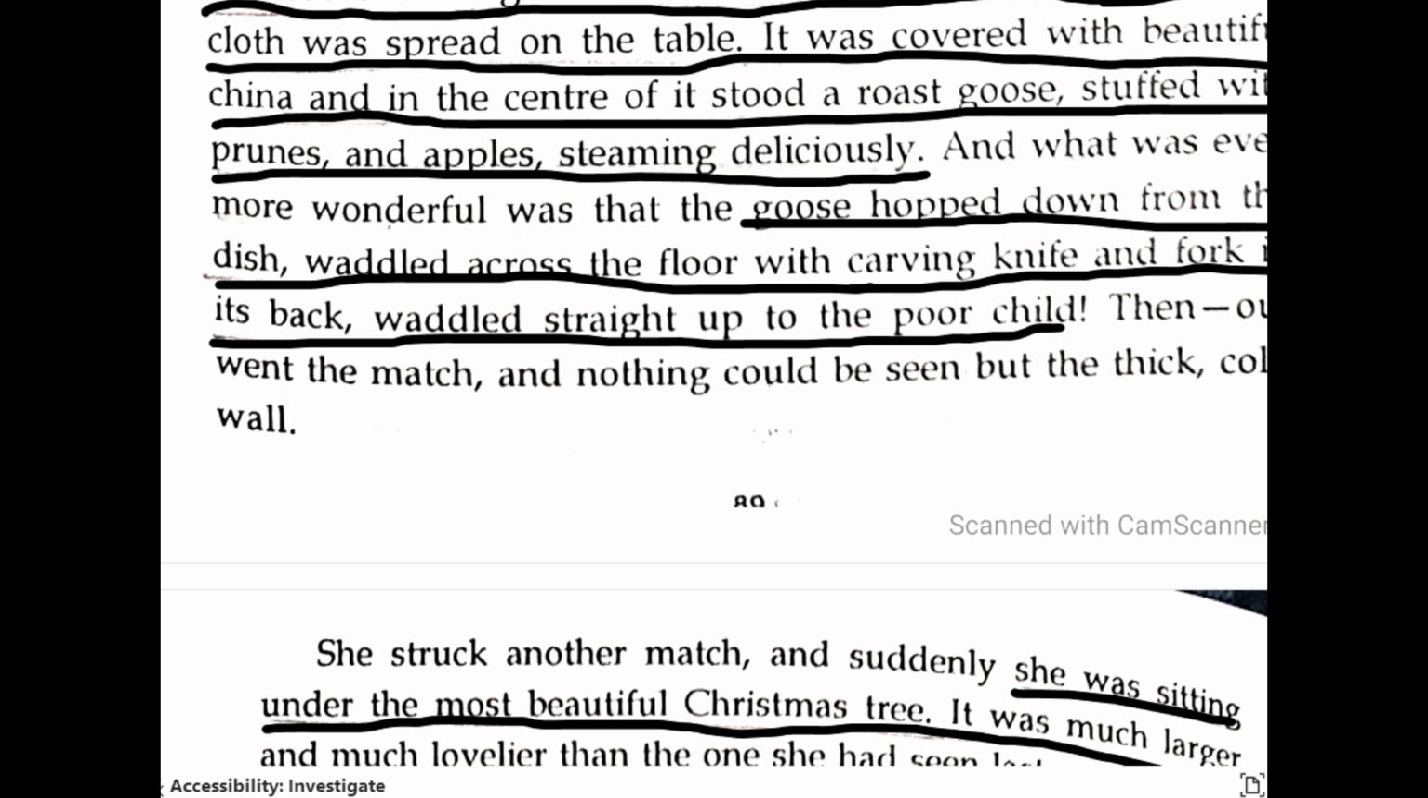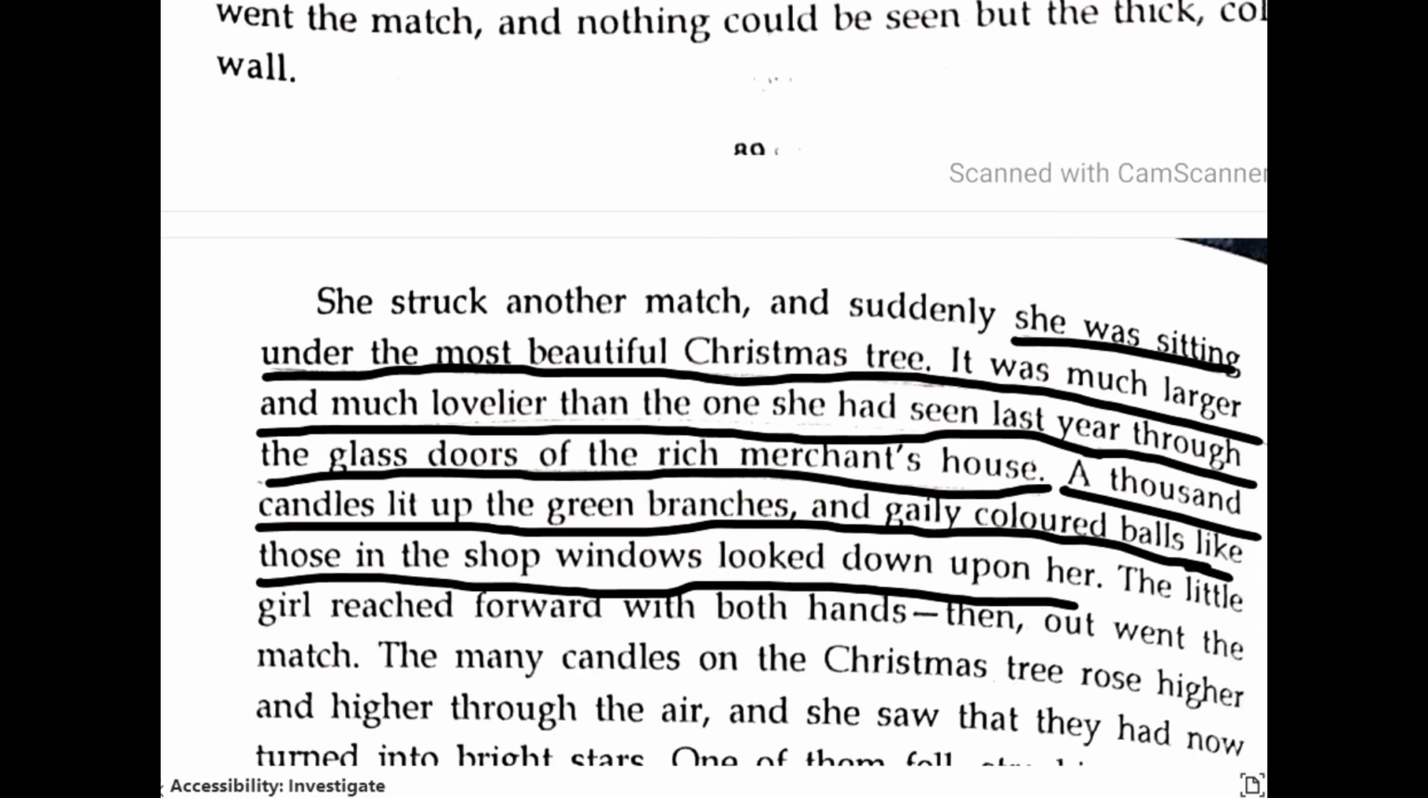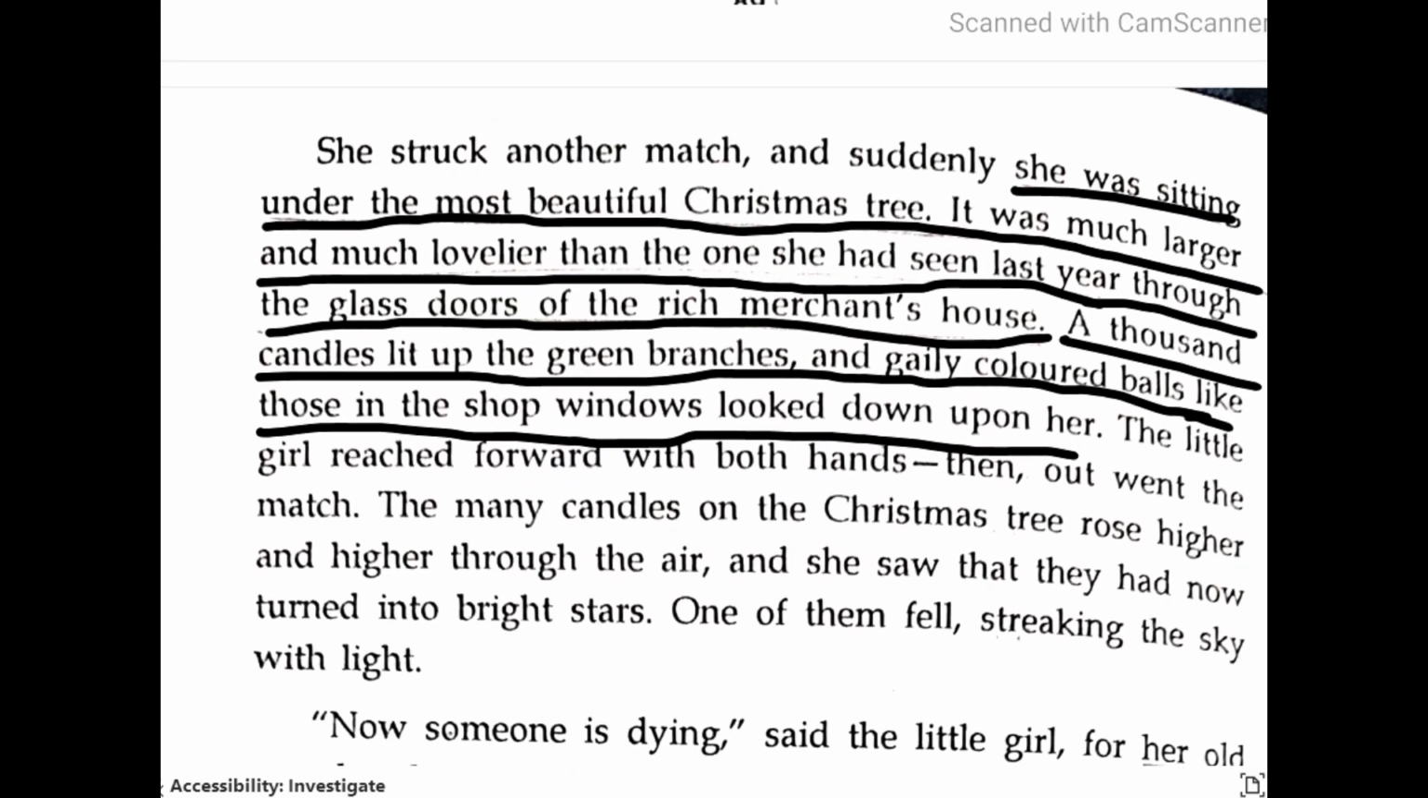Then out went the match, and nothing could be seen but the thick, cold wall. Right? So now the last thing that they could see was just the wall. The match goes out, and this girl can't see anything anymore. So there are two visions till now. One was the iron stove with polished brass knobs and ornaments, and the second one was a table with white shining cloth and a roast goose stuffed with prunes and apples, right?